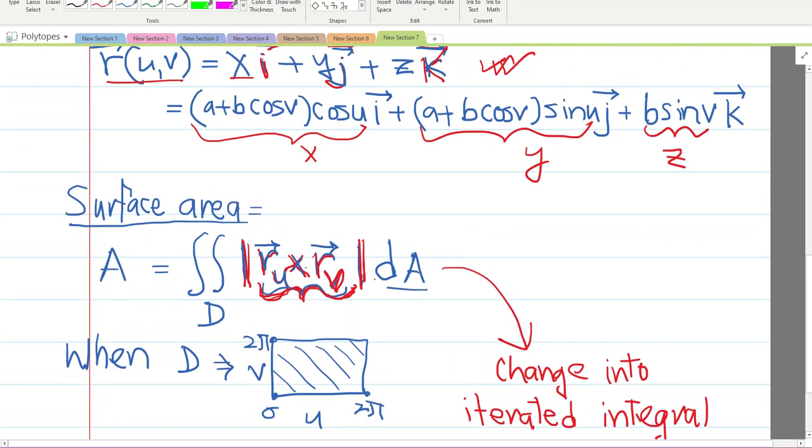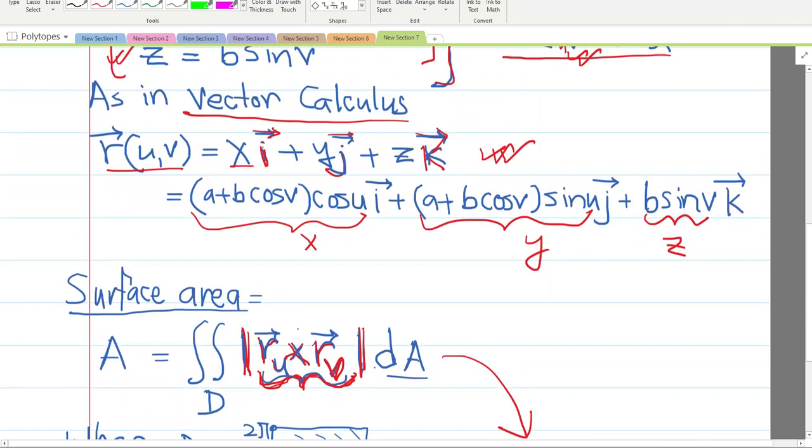Okay, so we need to compute the partial derivative of r with respect to u and with respect to v. So r_u and r_v first, and then we take the cross product. So the partial derivative of r with respect to u means we consider the variable v a constant, and then just take the regular derivative with respect to u. So that would be negative sine u, that sine u would be cosine u, and there is no u here, so this would be 0.